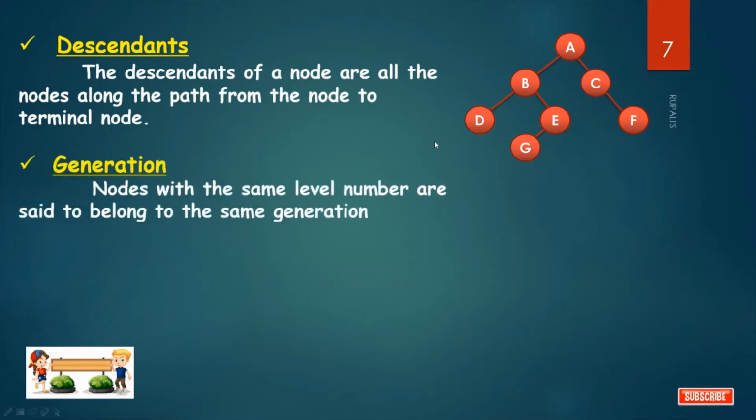Generation. Nodes with the same level number are said to belong to the same generation. So, see, if I start labeling, first root, say root is in level 1, then B and C are in level 2, D, E, F are in level 3 and G is in level 4. So, B, C belong to the same generation and D, E, F belong to the same generation.